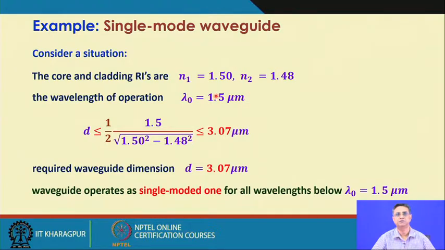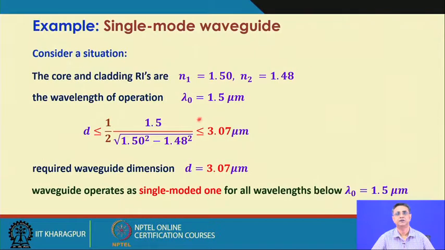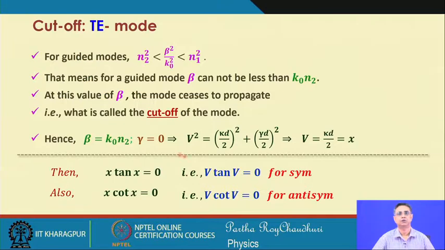If you plug in these values in the relation here, then you get the value of d, which is very close to 3.07 micrometer. If the waveguide dimension is less than this, the wavelength of operation is this or below this, and the refractive indices of the core and cladding are these, then this waveguide will be a single mode one for all wavelengths which are below lambda 0 equal to 1.5.